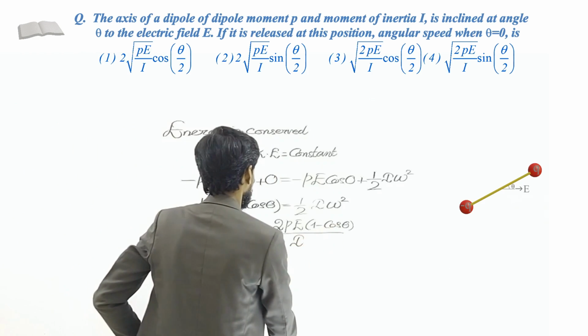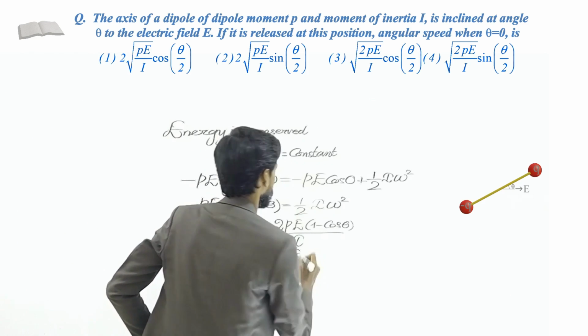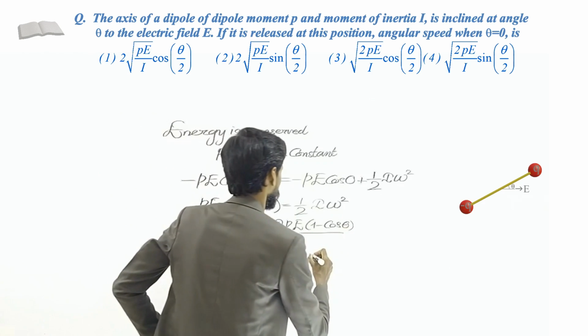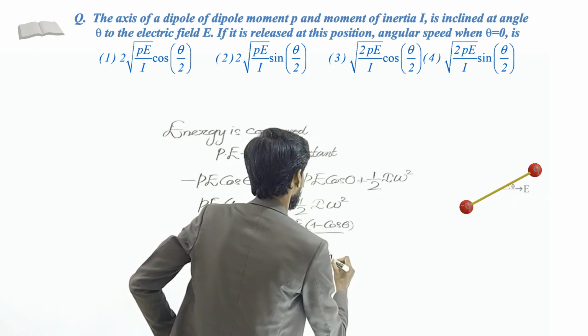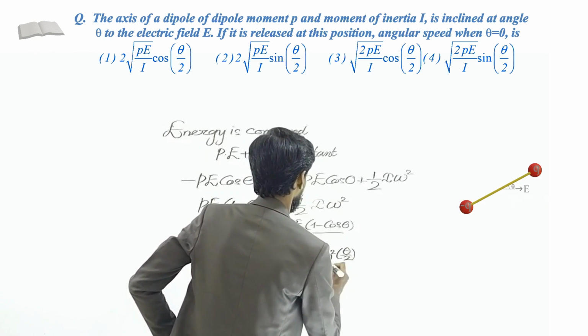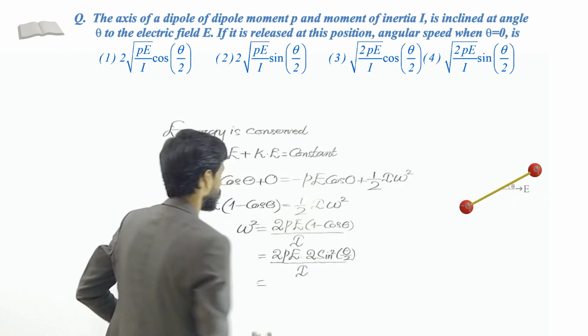But 1 minus cos theta we can write, so 2pE multiplied by, what is 1 minus cos theta? Using some trigonometric identities, 1 minus cos theta is 2 sine square theta by 2, divided by I. So this is the value of omega squared.